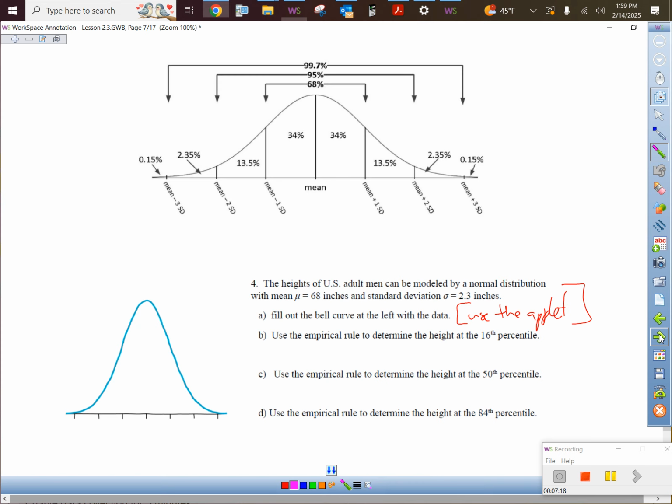So here's the thing. Let's check this out. One last problem. The heights of U.S. adult men can be modeled by a normal distribution with a mean of 68 and a standard deviation of 2.3. Can you put that in the applet and fill out that scale? I'll pause the video for you real quick, and you can do that.